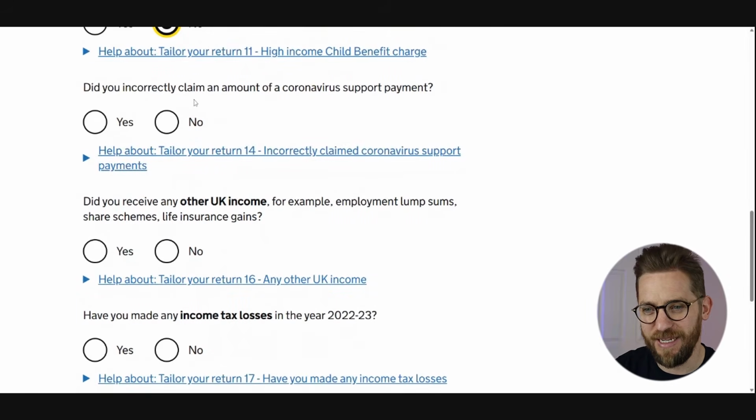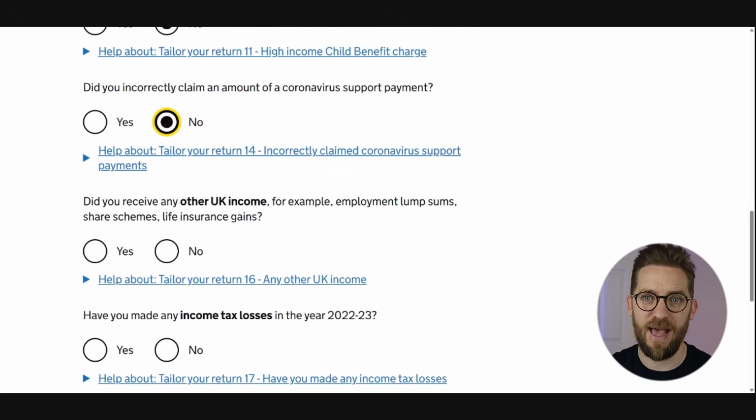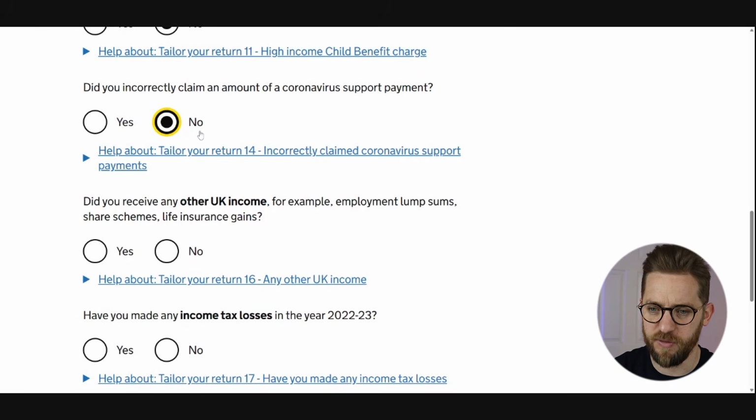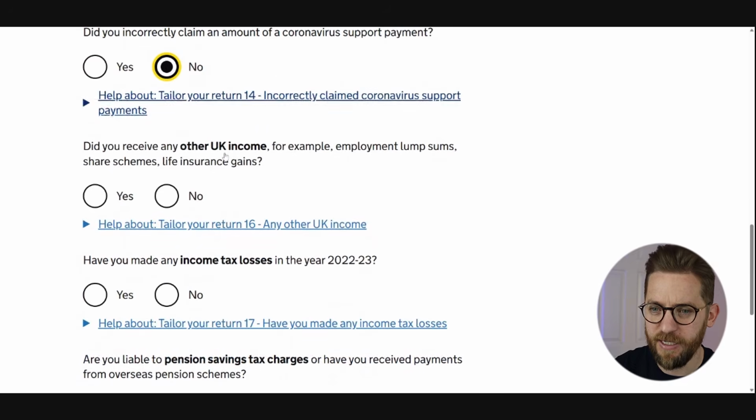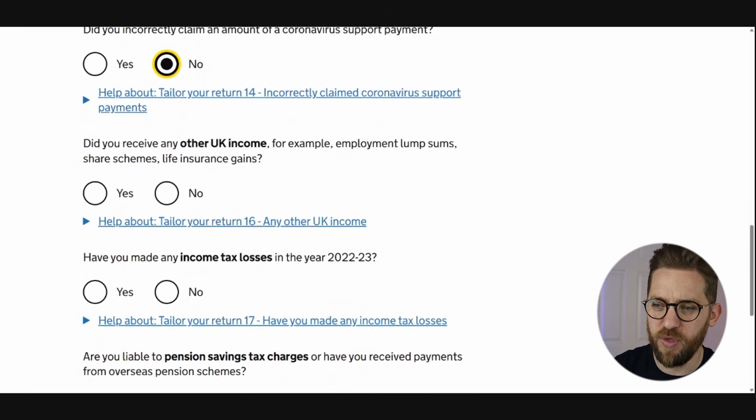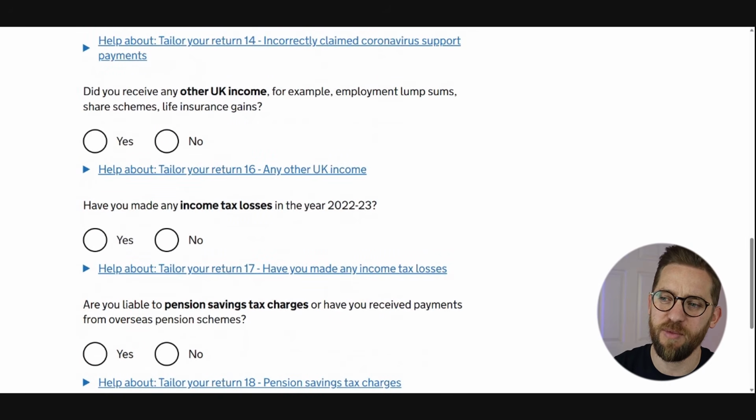Did you incorrectly claim an amount of COVID support payments? That's becoming less and less likely at this point. But obviously, if you did accidentally or even fraudulently claim COVID support payments that you weren't entitled to, you can go back and make a declaration and declare that to HMRC to tidy up any fines and penalties, etc., and repay that money.